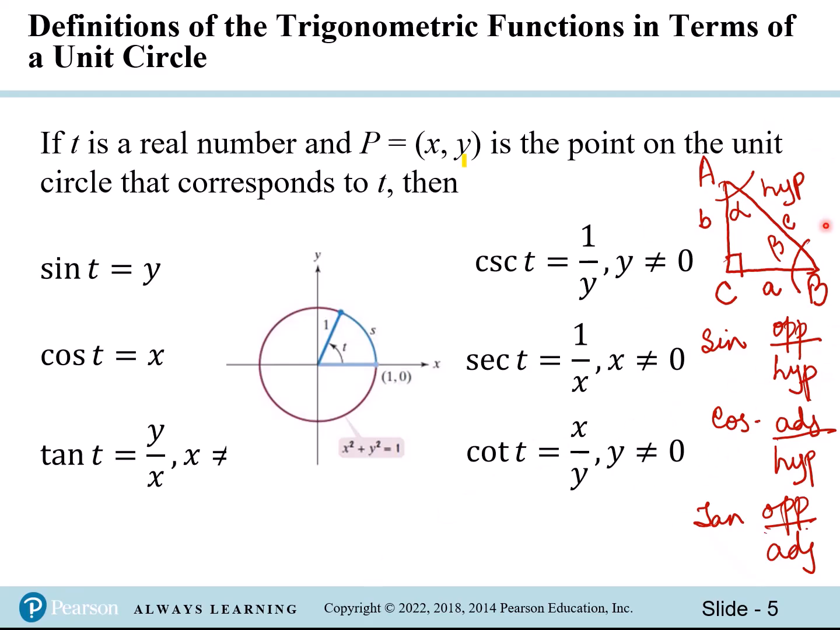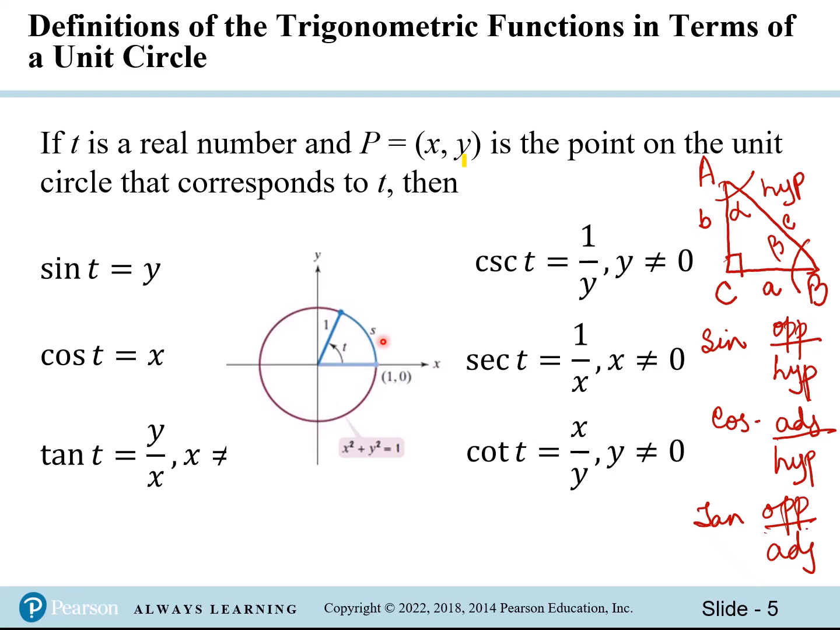Now, what do we do in the case of a unit circle? Where do we get the sides and their respective measures from? A unit circle, recall, has a radius of 1 unit, and the angle is called the central angle, which is formed at the point of intersection between the x and the y axis.